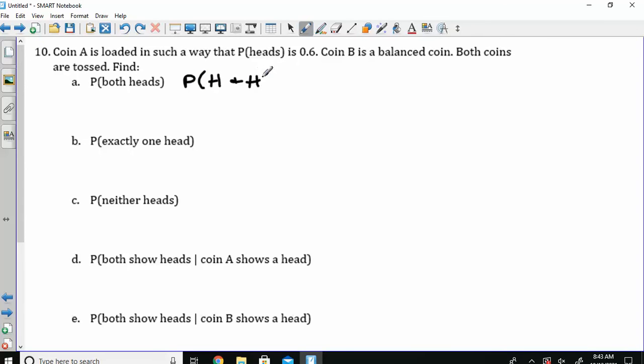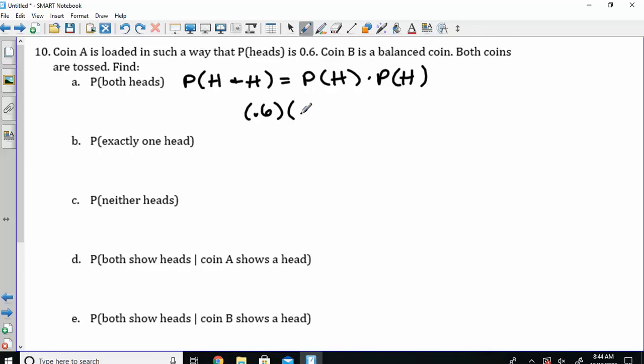All right, problem 10. Both are heads. So that's the probability of heads on the first and heads on the second. Are these independent? If you flip one coin, does that change what happens on the next? No. So we can just multiply them.